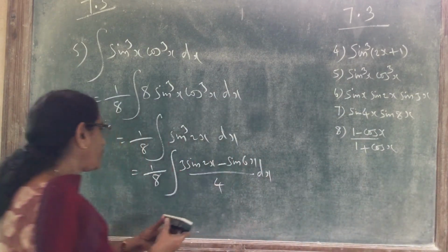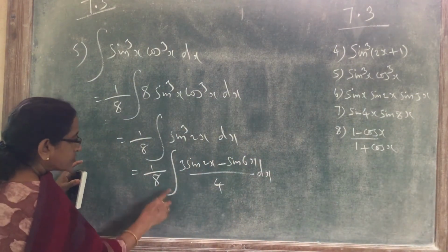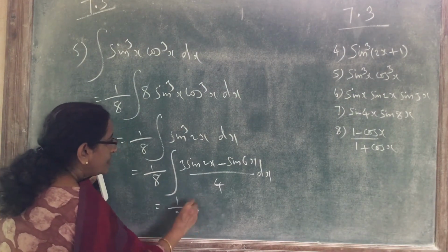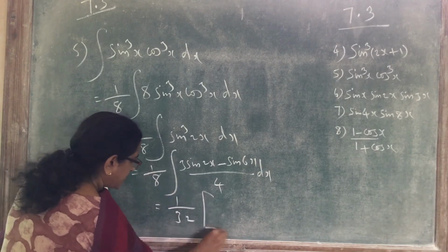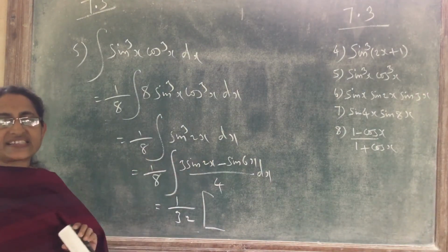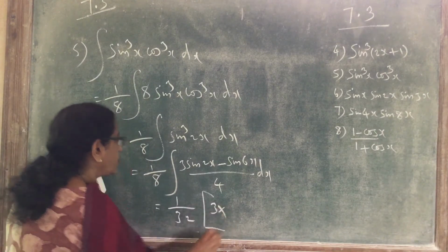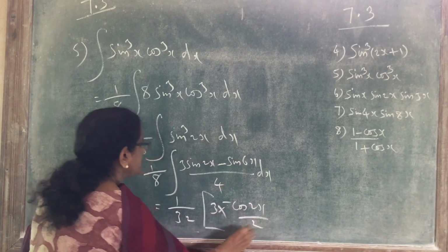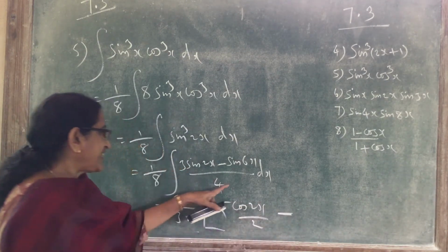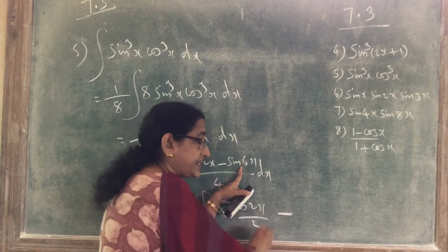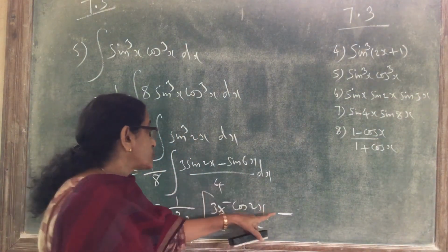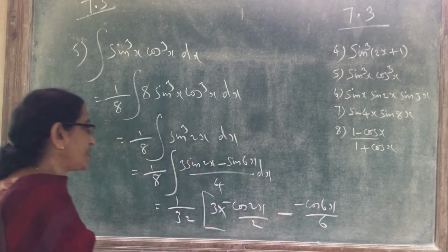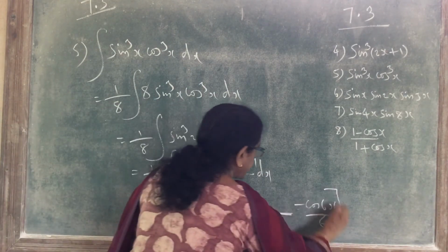Then it is easy to integrate. Now 1 by 4 take common, then integrate. So 1 by 4 into 1 by 8, that is 1 by 32 into integral. Now we write the integral. What is the integral of 3 sin 2x? 3 into, the integral of sin 2x is minus cos 2x by 2. Then minus, the integral of sin 6x is minus cos 6x by 6. Integration is over, plus c.